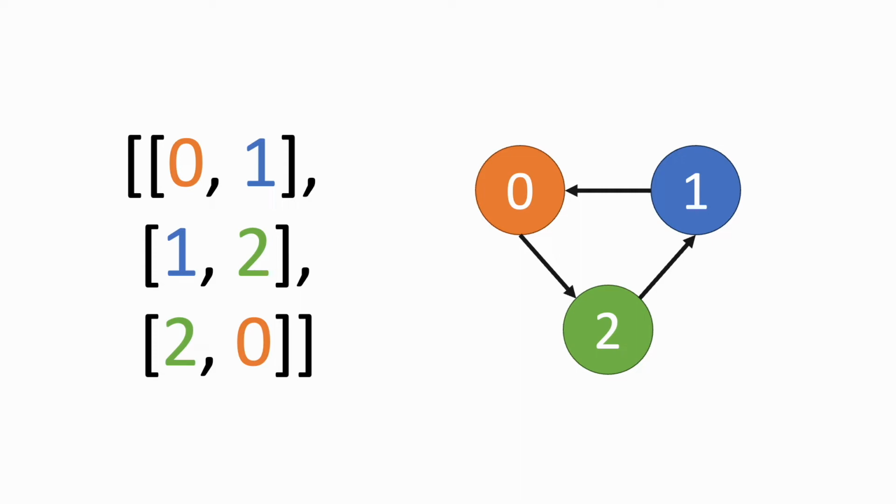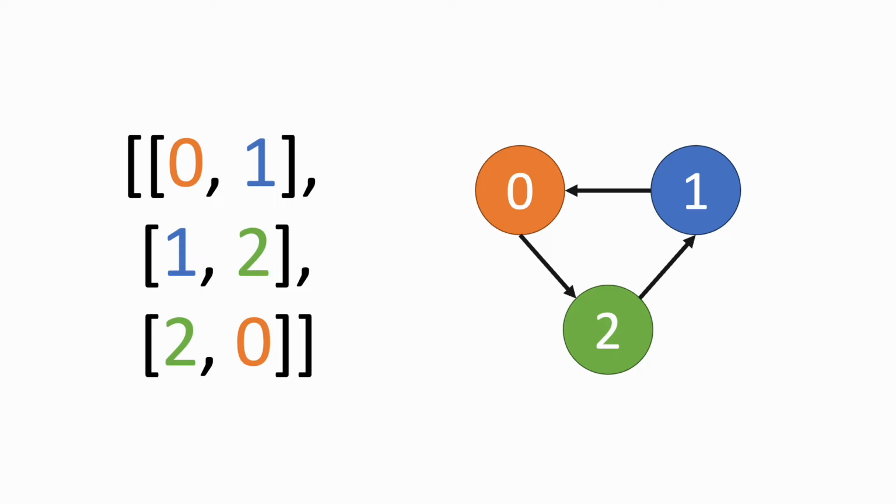We can't take course 0 because we need to take course 1 first. But to take course 1, we need to take course 2. But to take course 2, we need to take course 0. Because of this, it's impossible to complete all the courses, so we would return false.